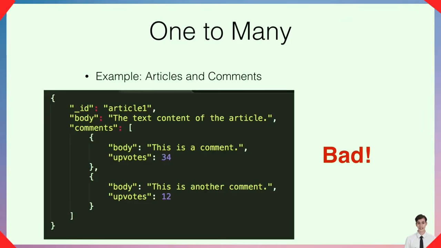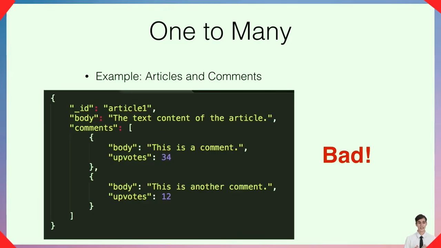So this is fine if you want to load all the comments for an article while you're loading the article. But say you want to upvote any one of these comments. You would have to go through the entire comments array until you find the comment that you want to modify, and then only then could you change this upvotes counter on any one of these nested comment objects.